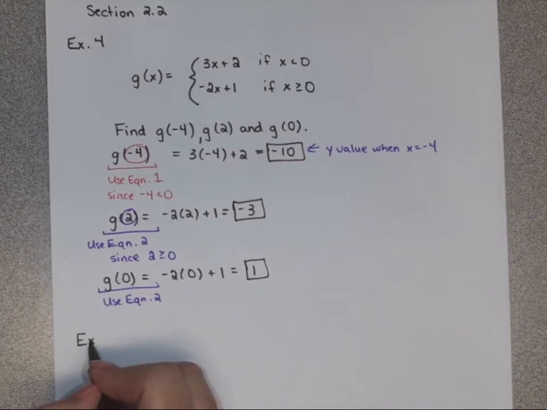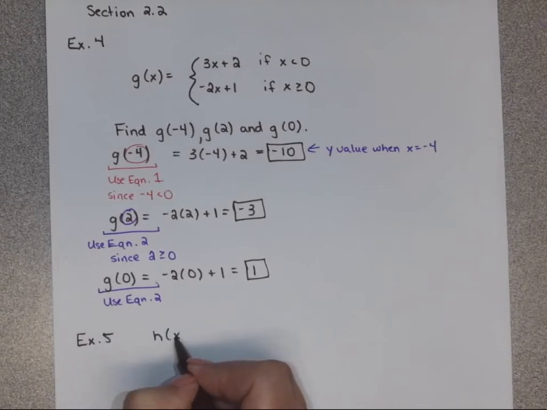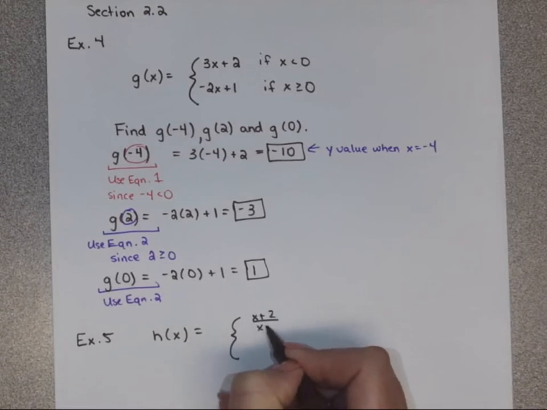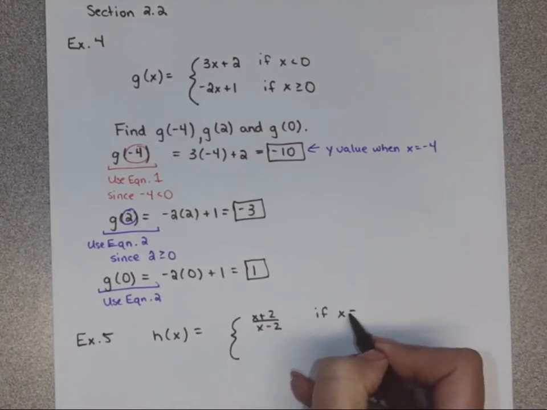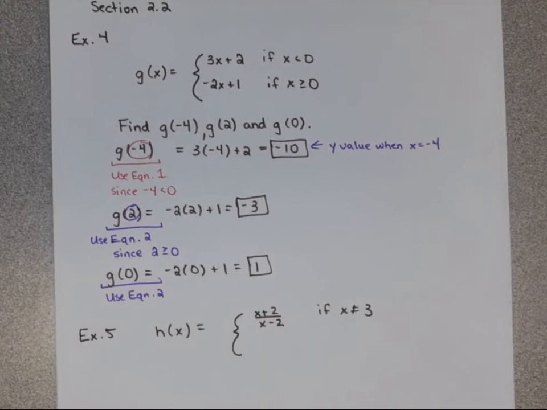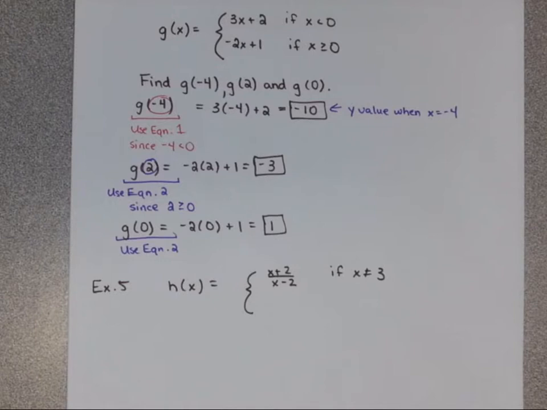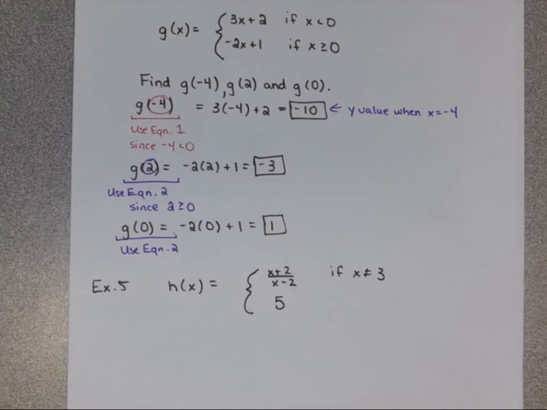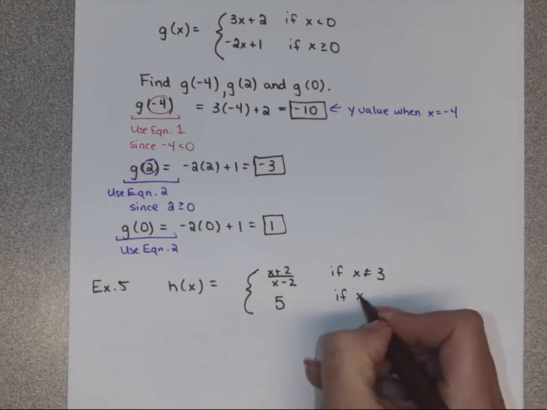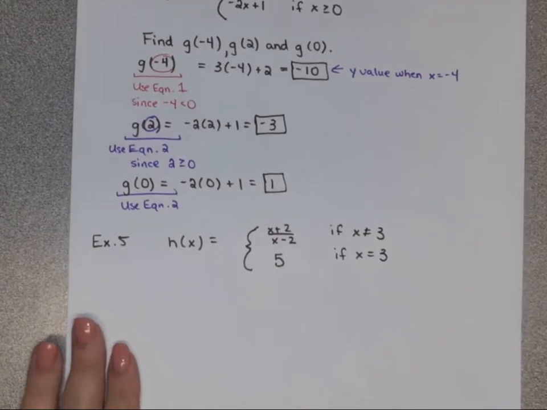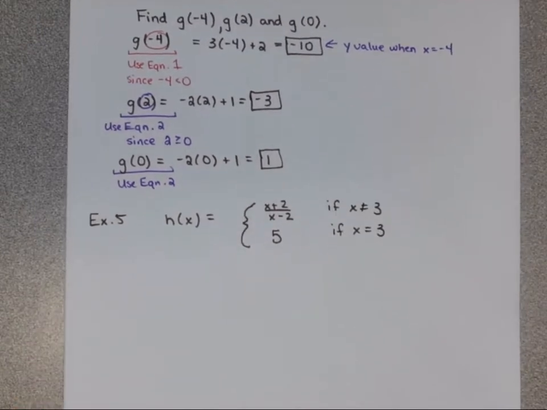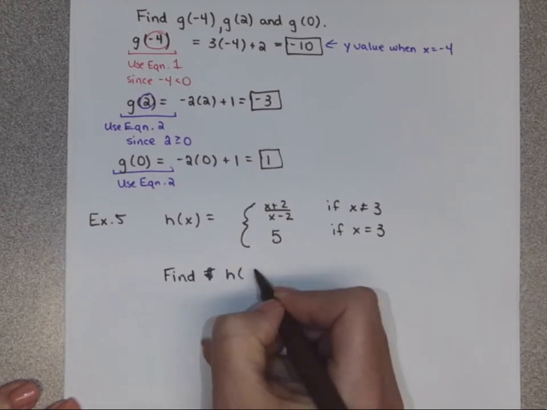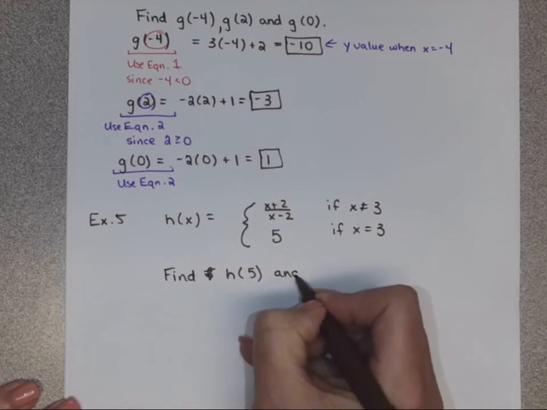Okay, so let's practice one where maybe the functions are a little more complicated or have a little bit more to them. So let's say the first pattern is this fraction, x plus 2 over x minus 2. And the second pattern is actually pretty simple, it's just 5. And then let's say I want you to find these two. Find, not f, sorry, h of 5 and h of 3.